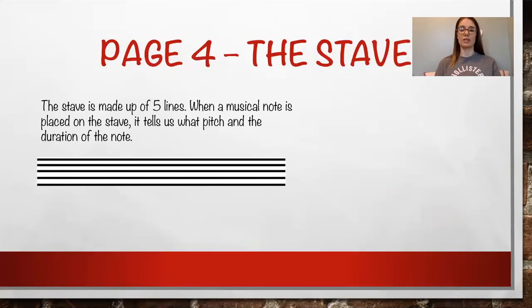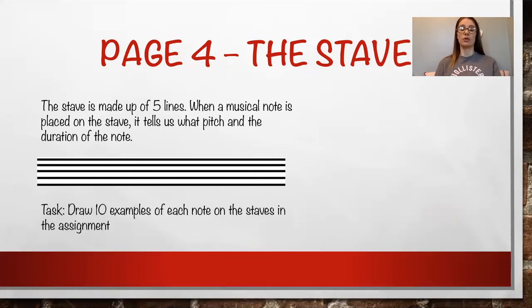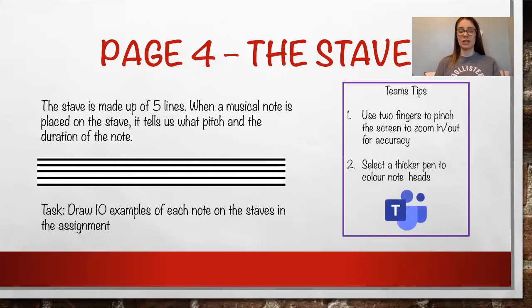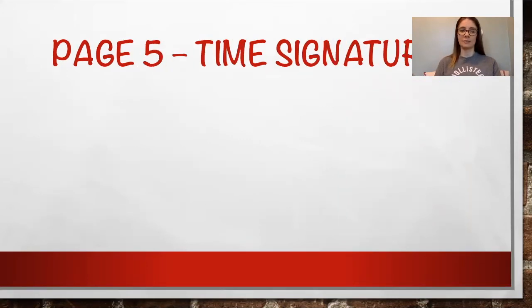Page 4, the stave. The stave is made up of 5 lines. When a musical note is placed on the stave, it tells us what pitch the note is and the duration of the note. Your task on page 4 is to draw 10 examples of each note on the staves and the assignment. Tips for teams: use 2 fingers to pinch the screen to zoom in and out so that you can be incredibly accurate. Step 2 is to select a thicker pen to colour in note heads.